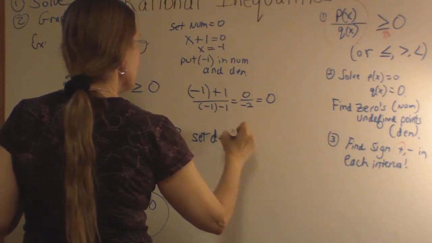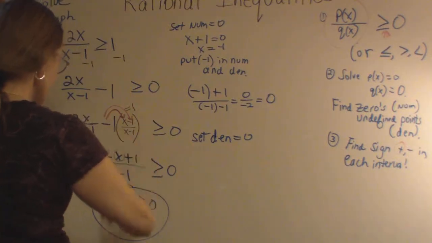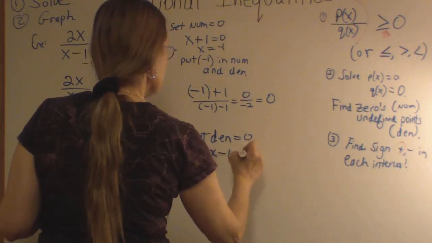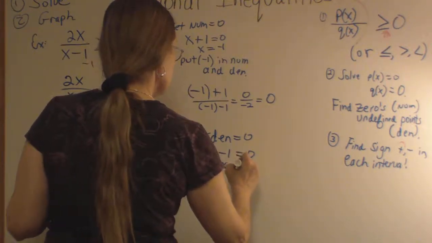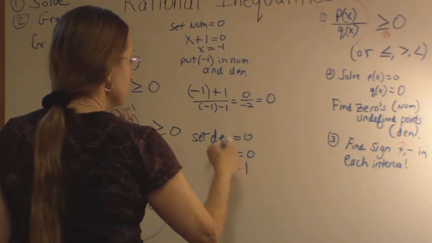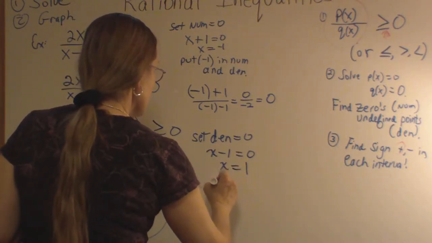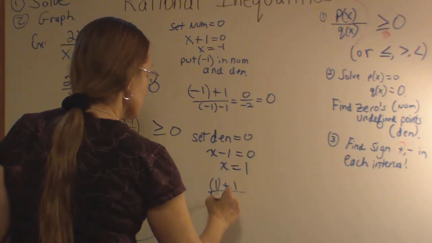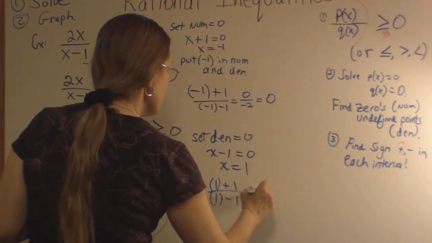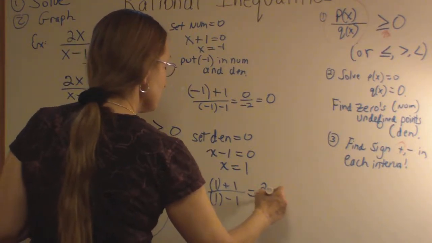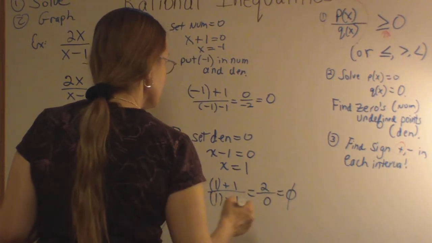So set the denominator equal to 0. What's our denominator? x minus 1. So we get x minus 1 is equal to 0, or x is equal to positive 1. Then you just plug 1 into the numerator and denominator. So you get 1 plus 1, I'll put parentheses there, and then 1 minus 1. In the numerator, you get 1 and 1 is 2. 1 minus 1, the denominator is 0, so that's going to be undefined.